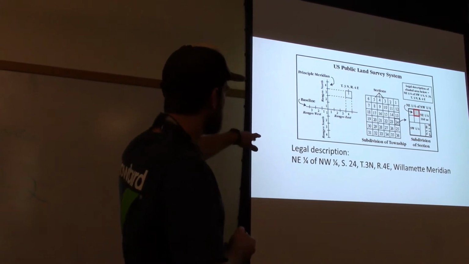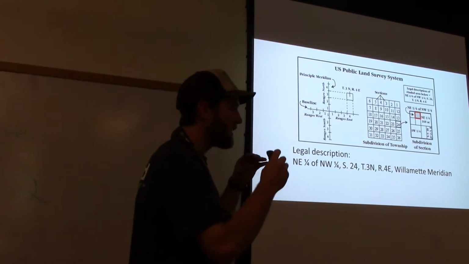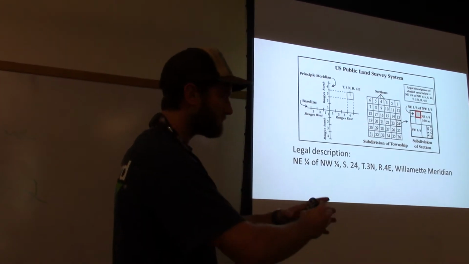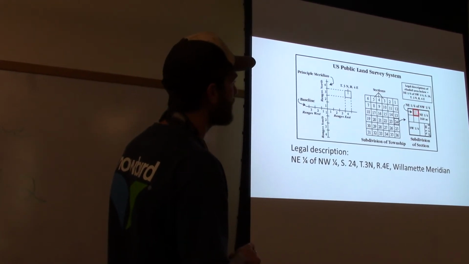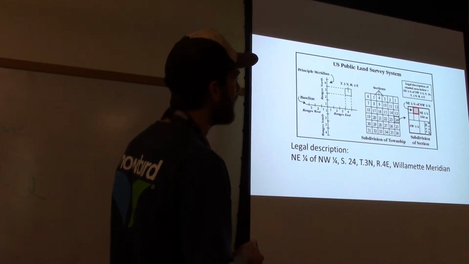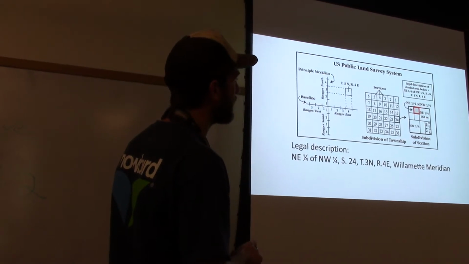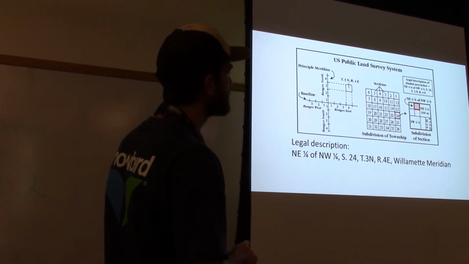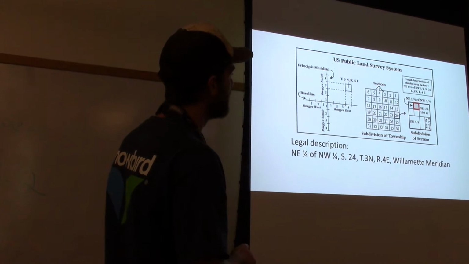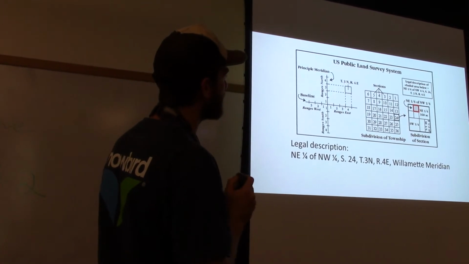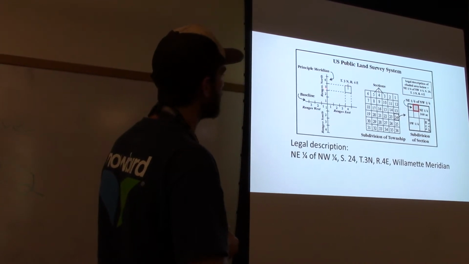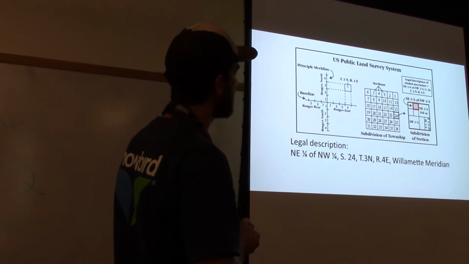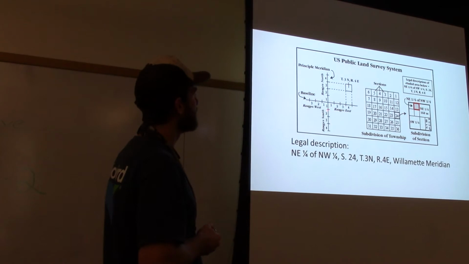And so when you use your legal description, you actually start at your most zoomed in scale, and then you zoom out, right? So right here we're looking at the northeast quarter of the northwest quarter, right? Of section 24, we see that right there. Township, so now where are we in reference to our initial point? We're township 3 north, we're at range 4 east, and what was our initial point? It's the Willamette Meridian.